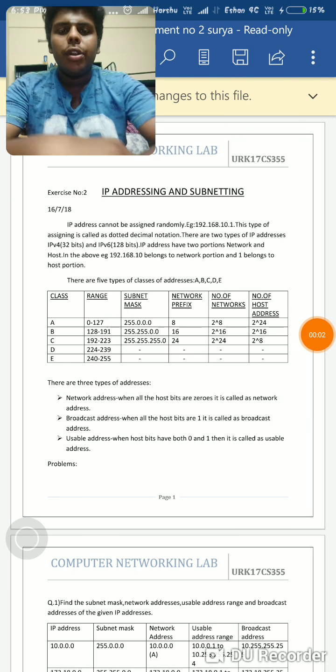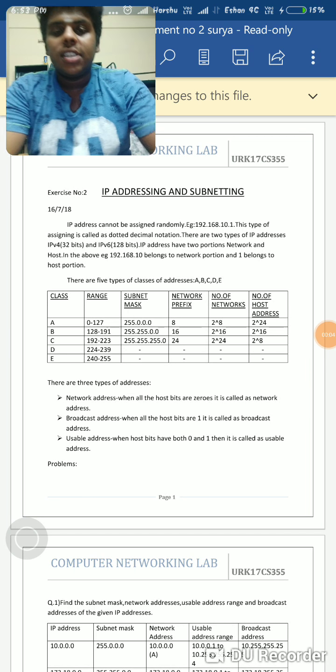Good morning, friends. Today we are going to see the topic about IP address and the subnetting mask.